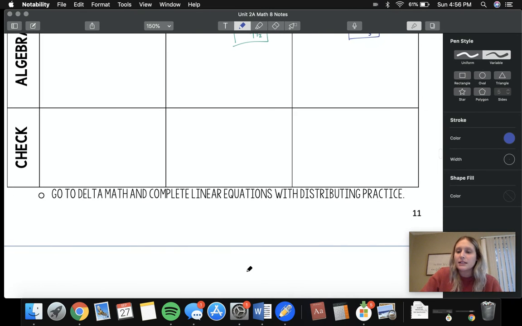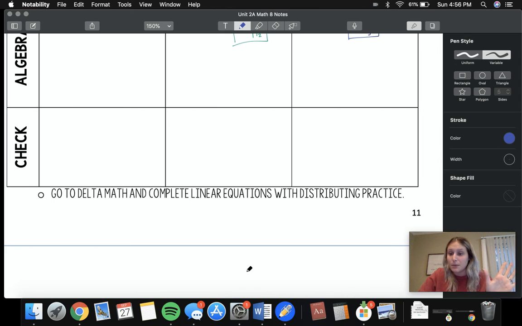But for today's practice, there are, let's say, 5 Delta Maths, again, to just practice and make sure we feel comfortable with distributing, combining like terms, and then just solving an equation however you want.